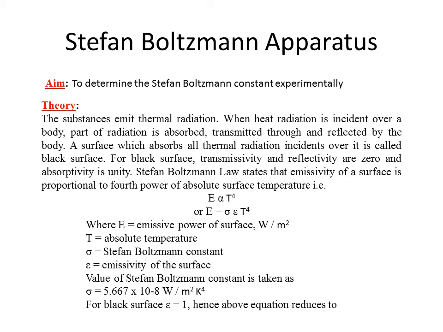The value of the Stefan-Boltzmann constant is taken as 5.667 into 10 raised to minus 8 and its unit is watt per meter square Kelvin raised to 4. For a black surface, epsilon is equal to 1. Hence, the above equation reduces to: emissive power of the surface is equal to sigma into the fourth power of the surface temperature.